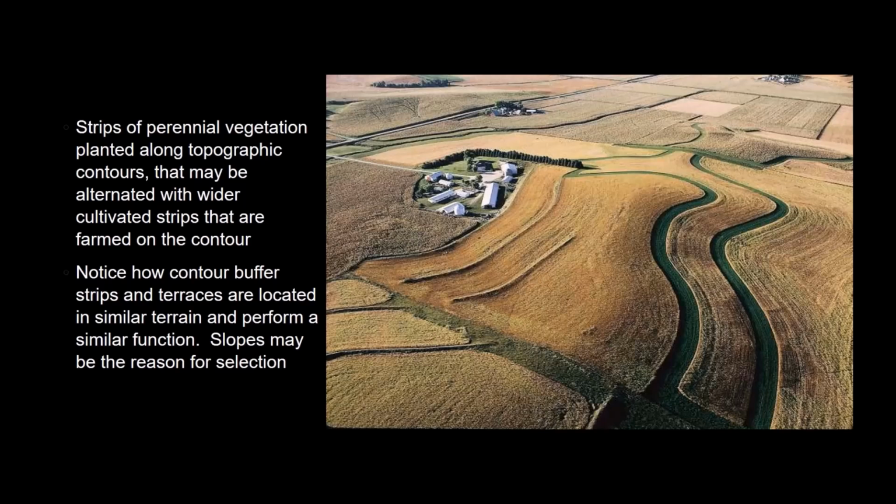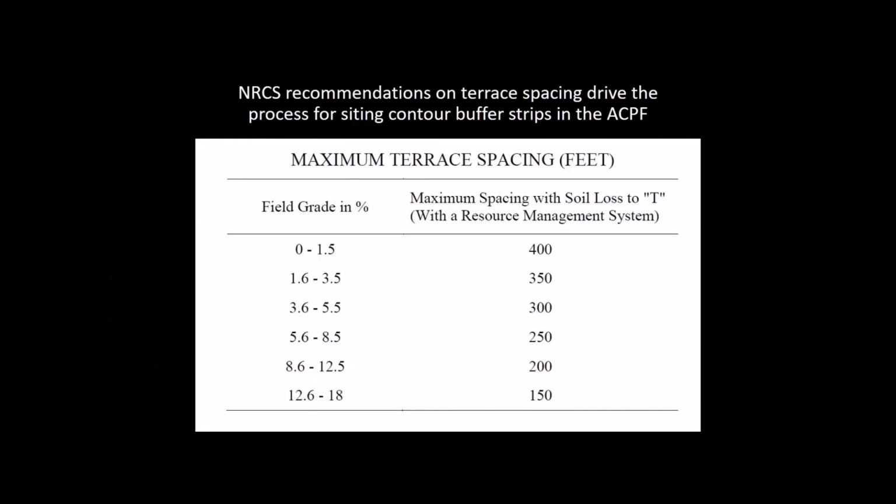The concept is similar to terracing, though slopes are usually the reason for distinguishing between contour buffer strips or terraces, with terraces more commonly used in steeper sloped areas. The NRCS has suggested certain spacing for terraces within a field. We have used these recommendations and slightly altered them for siting contour buffer strips and the appropriate spacing for them within the ACPF.